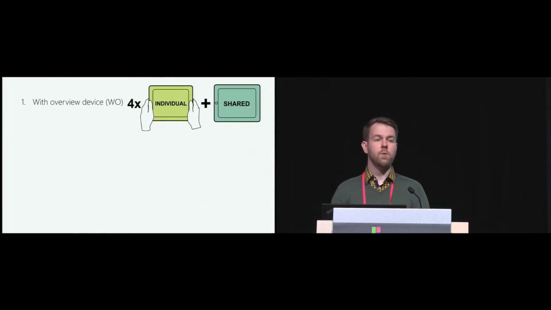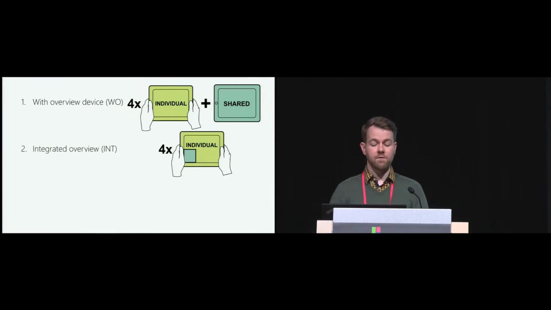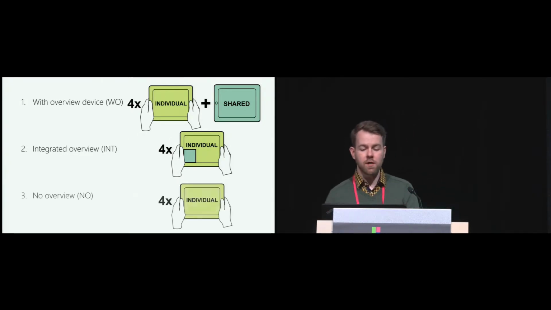And then we took Voyager and we studied 3 different conditions. First, with overview, where each participant had their own device, and in addition there was an extra tablet available on the table that showed the overview information. Second, integrated overview, where each participant had a small inset window on the lower left showing the same information that the overview of the first condition did, but on their own individual tablet. And third, no overview, where each participant only had their own tablet device.